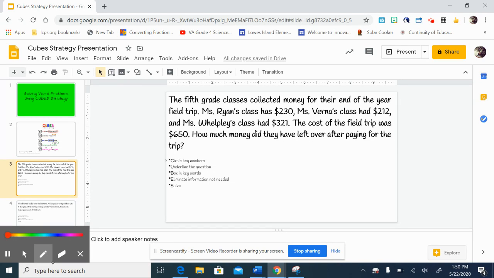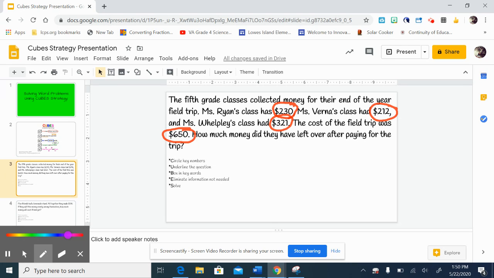So down here I have a little bit of a reminder for you. As you learn the CUBES strategy, having it out in front of you, there's no problem with that, because that's how we learn and that's how we remember steps, by doing it over and over again until it becomes natural and it becomes a part of our memory. I'm going to start by circling the numbers. So I'm going to circle the amount that each class collected, and I'm going to circle the amount that the field trip costs.